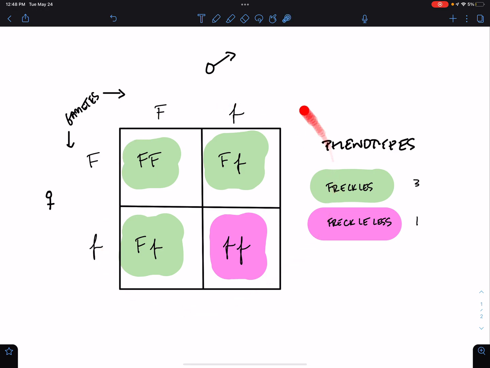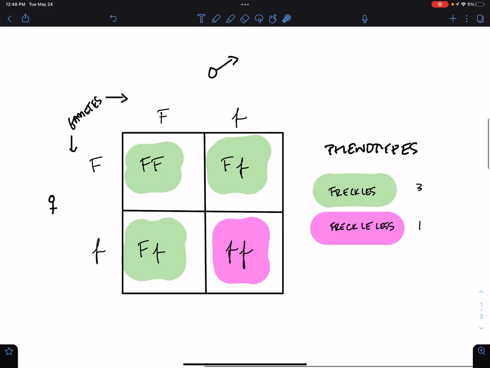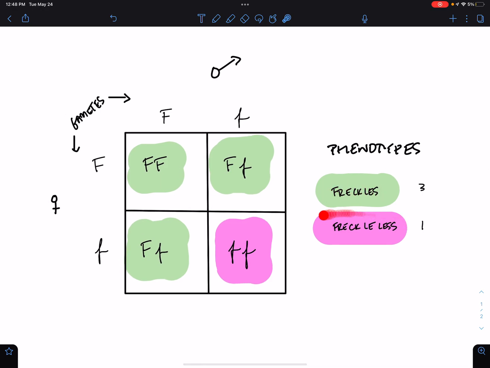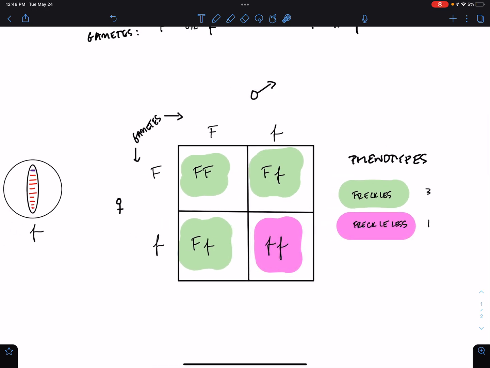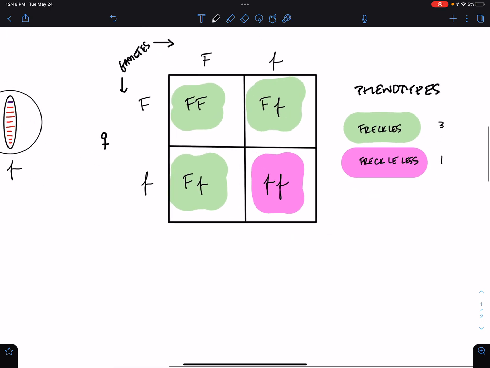So if these people had, let's say, 100 children, we'd expect 75% of them, or 75 of them, to have freckles, and 25% of them to be freckleless. Now, we might not see exactly those numbers, but as the numbers get bigger and bigger and bigger, we would expect to be closer and closer to those averages. So the phenotypic ratio is 3 to 1, and the genotypic ratio, FF to Ff to ff, is 1 to 2 to 1.